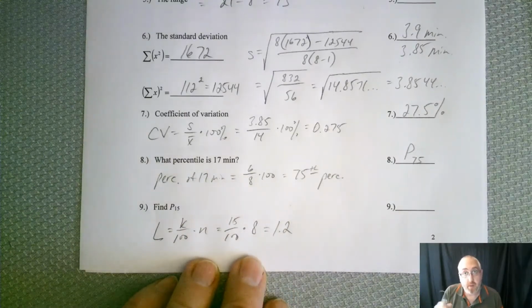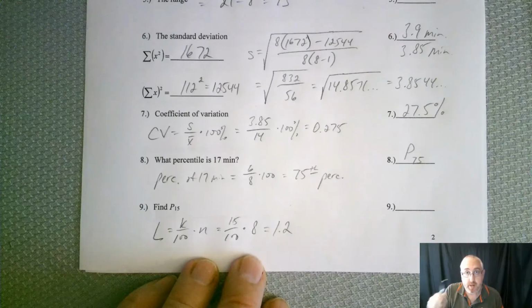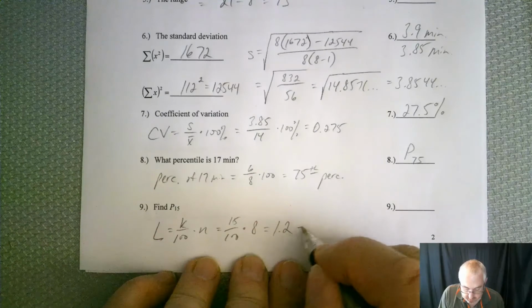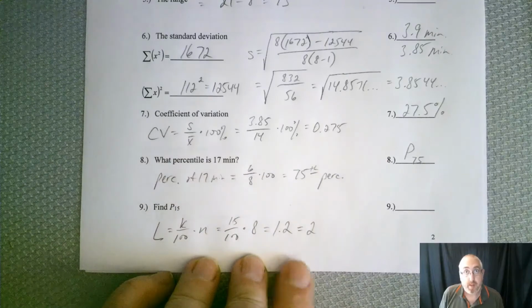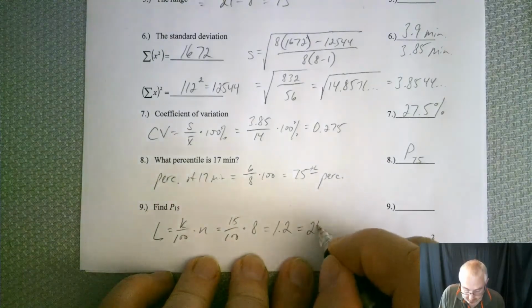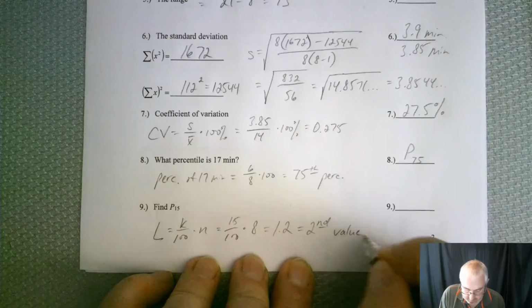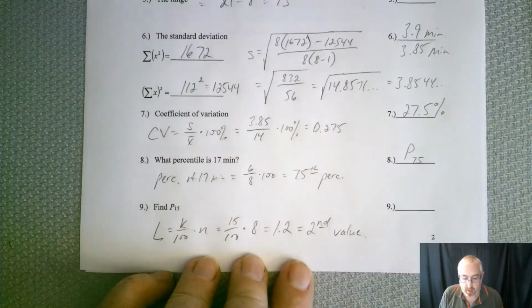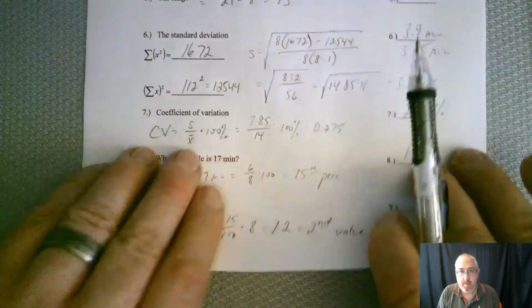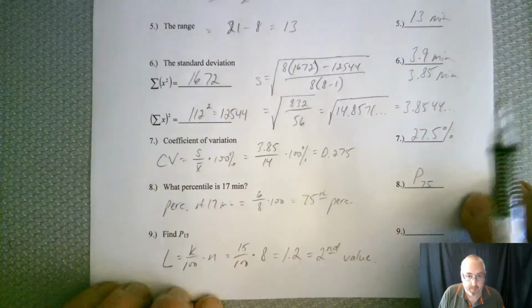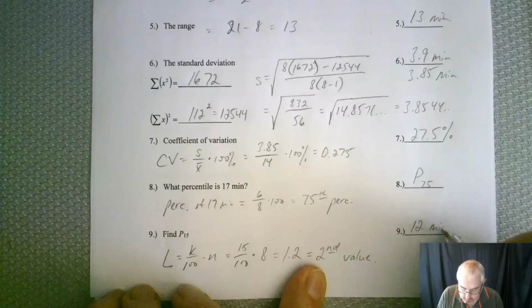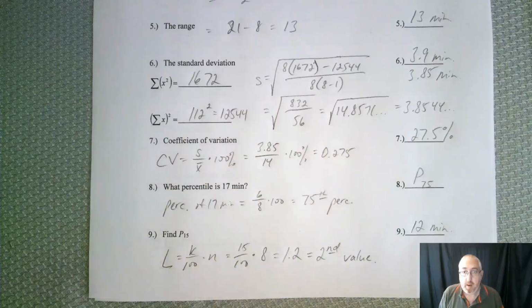Now, based on the flow chart, it says there's two directions you can go: if L is a whole number or if it's not a whole number. So in this case, it's not a whole number, so you have to round this up to the next whole number. So in this case, we want to round it up to a 2. And then we're done with L. So we want to look at the second value in your sorted list. So again, going back to your sorted list, we can see the second value is a 12. So 12 is our answer. And don't forget the units. So 12 minutes. All right.